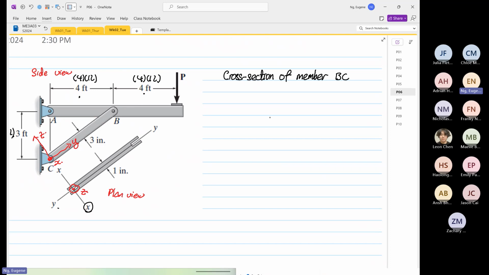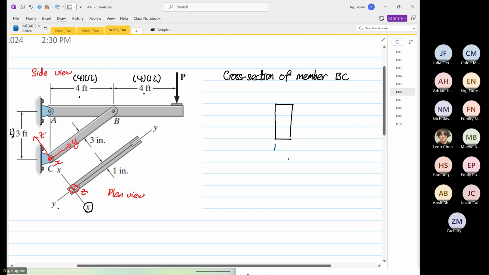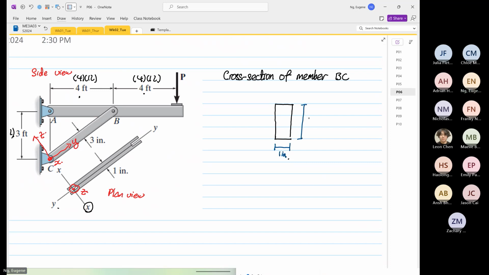So we know that the cross-section is like this. And we know that this is 1 inch. Right? This is the 1 inch. And over here, this is a 3 inch. And the 1 inch is, if you see how the 1 inch is measured, is parallel to the x-axis.